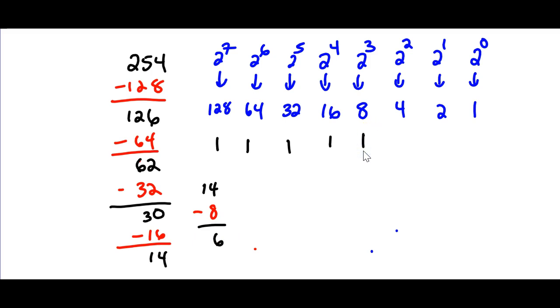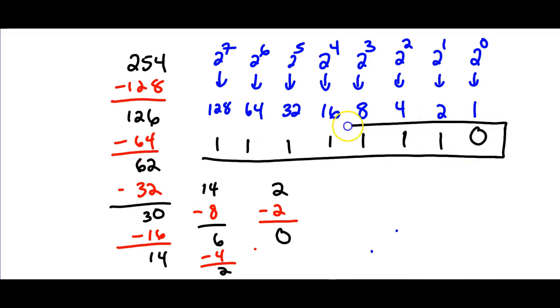Next, I'm going to subtract a 4. Subtracting a 4, I get a 2. I subtracted 4, put a 1 there. So I'm left over with 2. Next, I'm going to subtract a 2. And when I subtract a 2, I get 0 left over. So I subtracted a 2, and then I get 0 right here. So this number right here is the same thing as 254 in binary.